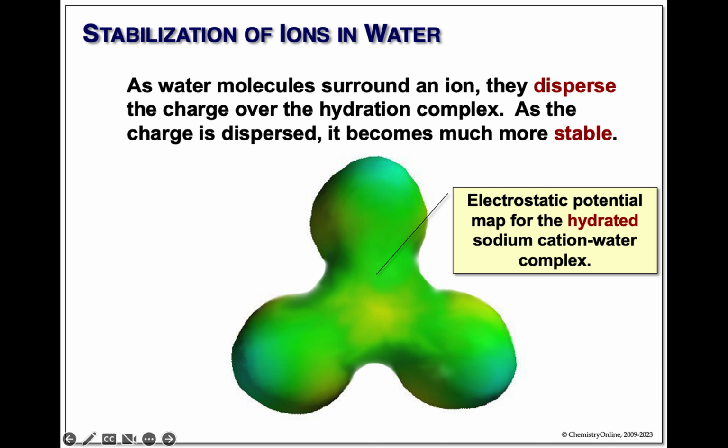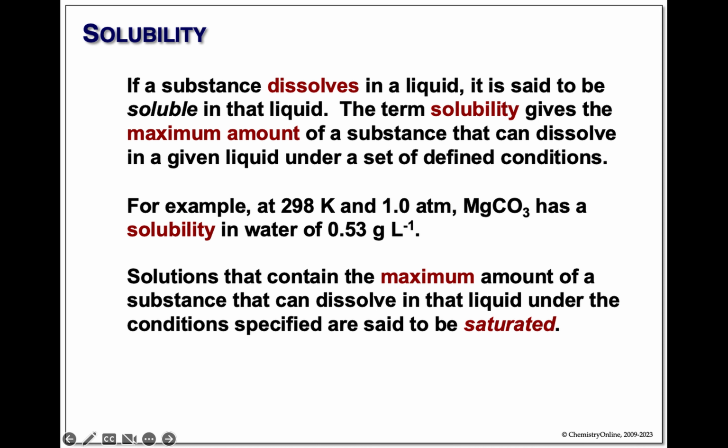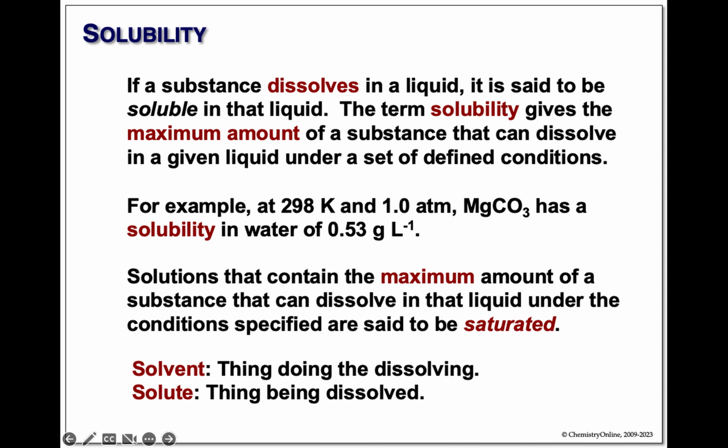All right, let's just do a couple quick definitions here. If a substance dissolves, it is said to be soluble. All right? When we say solubility, we're talking about a number. That's the maximum amount that can be dissolved under a set of conditions. For example, 298 K is room temperature. We'll talk about that, chapter 9. Same thing with 1 atmosphere.